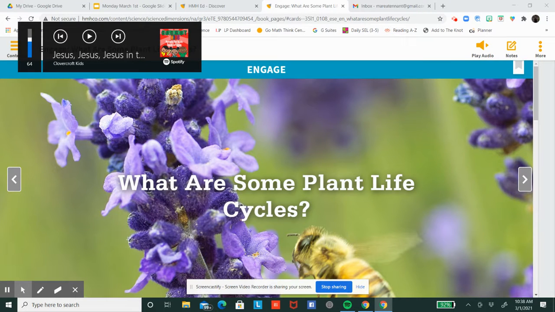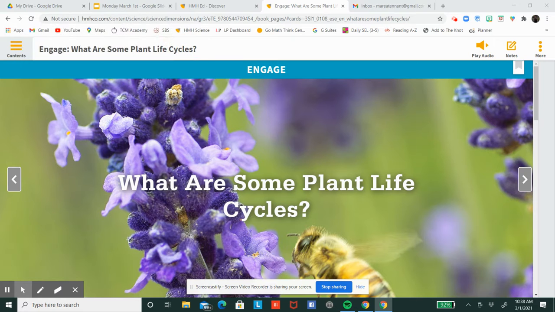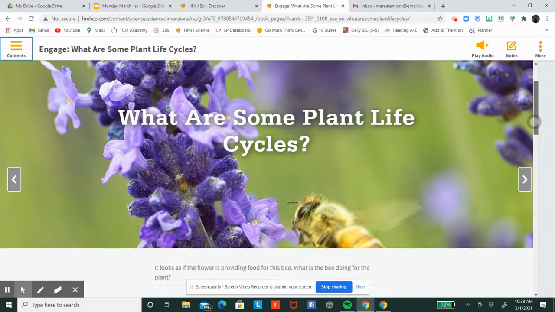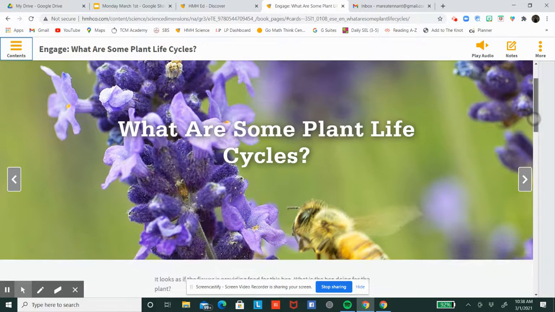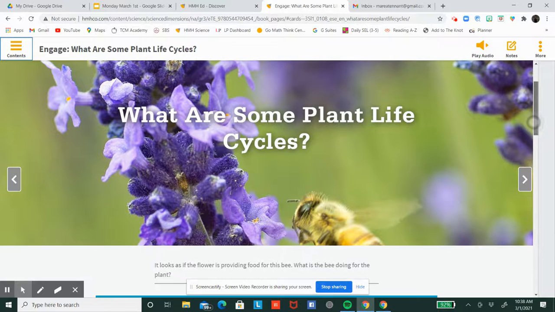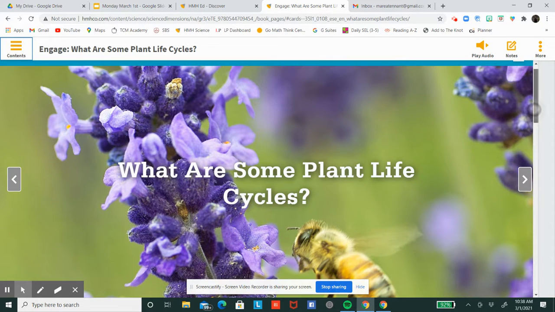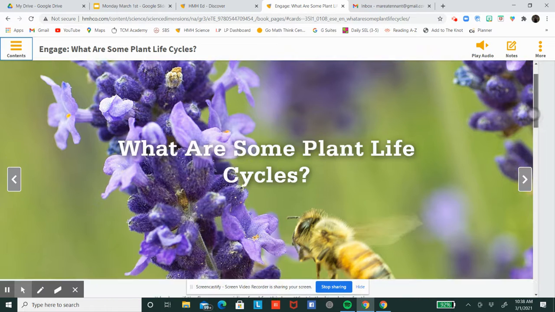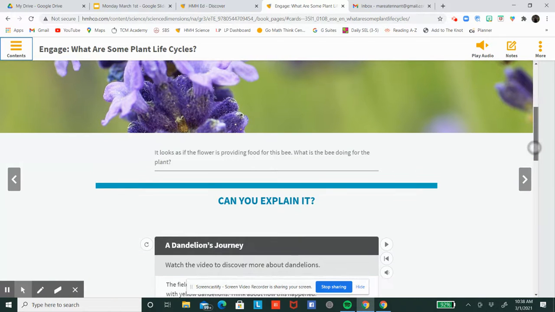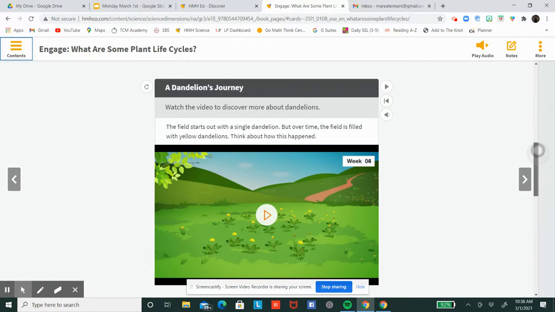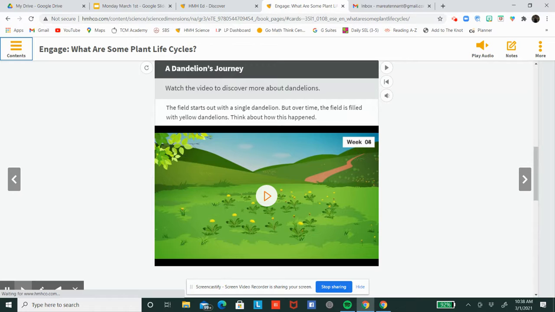All right, lesson 1 of chapter 4. What are some plant life cycles? So it says it looks like the flower is providing food for this bee in the picture, but what is the bee providing for the plant? So let's look at a short video about a dandelion.